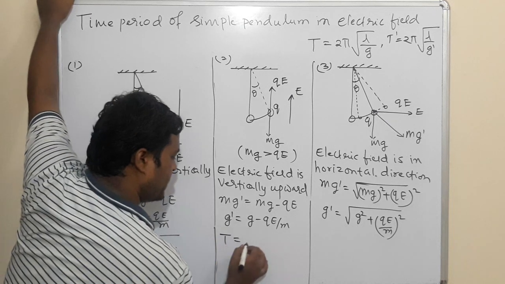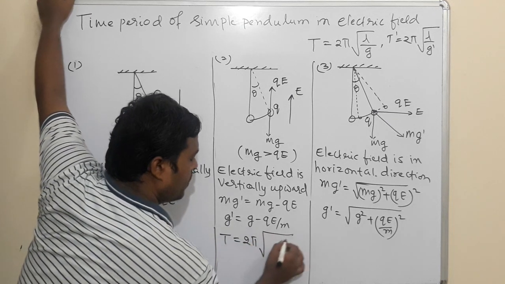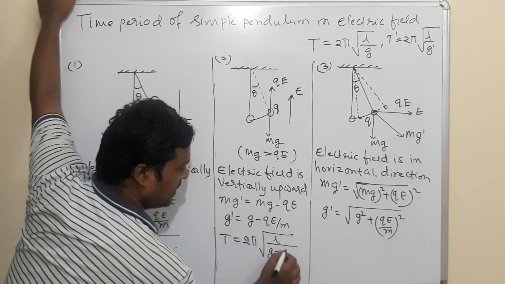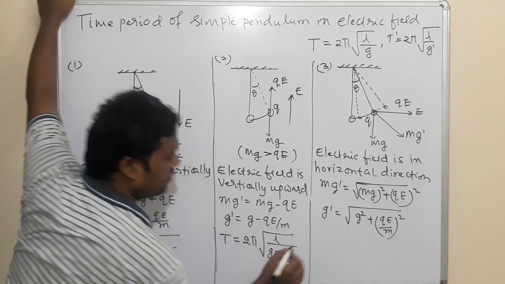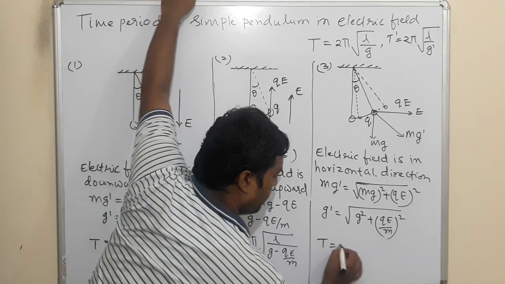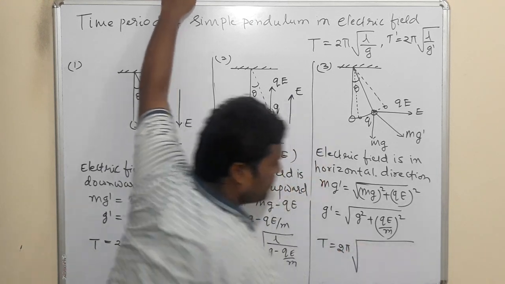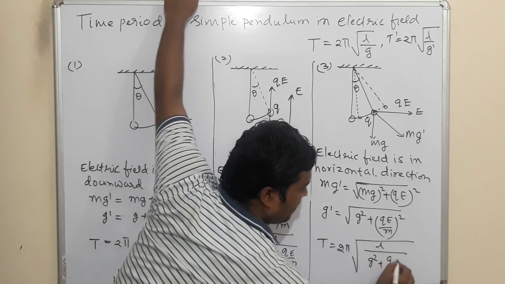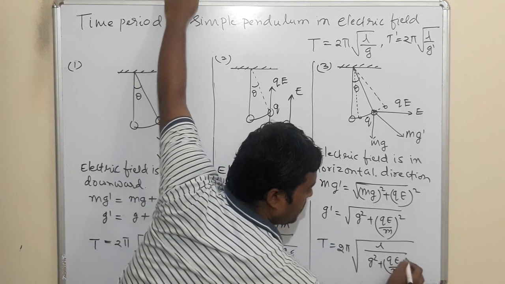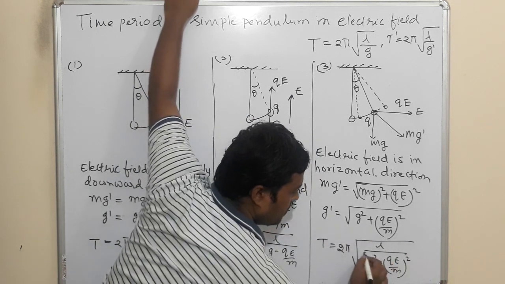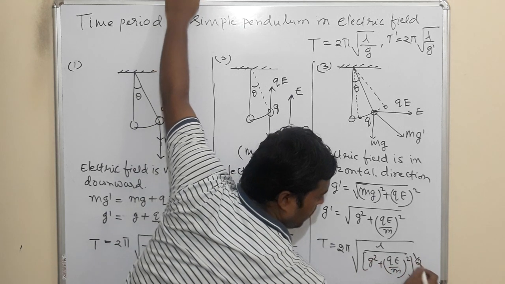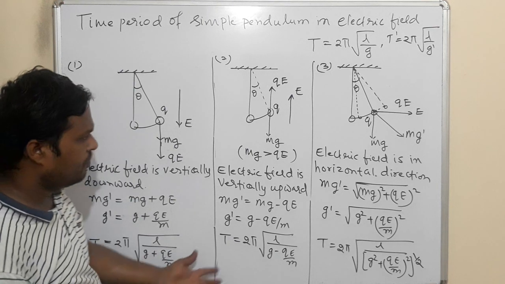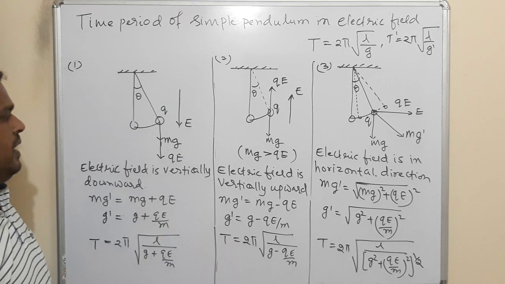Then what will be the time period in this case? This will be 2 pi root of L divided by g dash, and g dash is g minus QE by m. Then in this case the time period will be 2 pi root of L divided by g square plus QE by m whole square, to which I have to apply the root. I can write this as the whole quantity raised to half. Follow this? These are very simple expressions for the time period under the influence of an electric field.